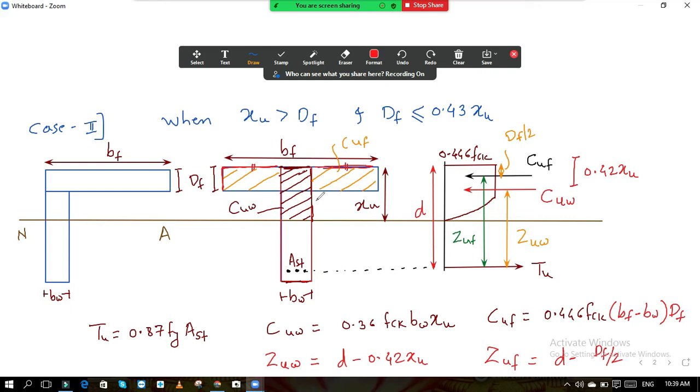So what I am saying is that when your DF is less than 0.43 XU, the stress in the flange is uniform and the T beam can be treated as a rectangular beam with width BW, and your depth is X, and the remaining flange width will be BF minus BW and depth is DF.